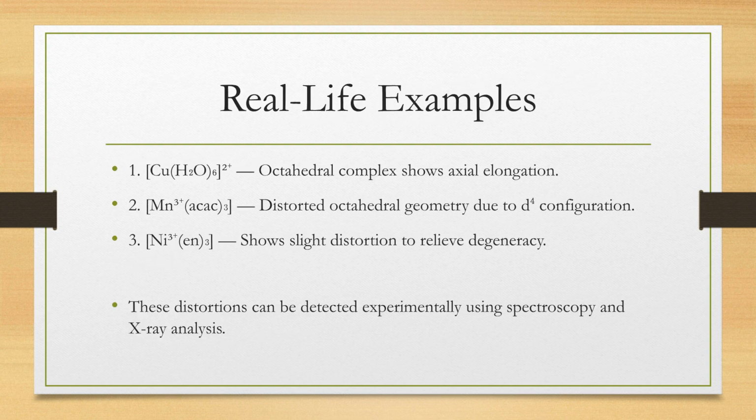In real-life examples, [Cu(H2O)6]2+ shows axial elongation, while Mn(acac)3 exhibits distorted octahedral geometry due to its d4 configuration. NaN3 also displays slight distortion to relieve degeneracy. These distortions can be detected experimentally using spectroscopy and X-ray analysis.